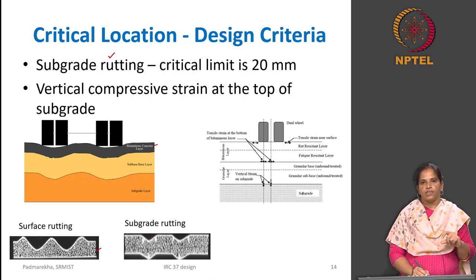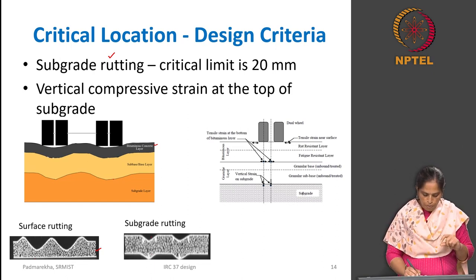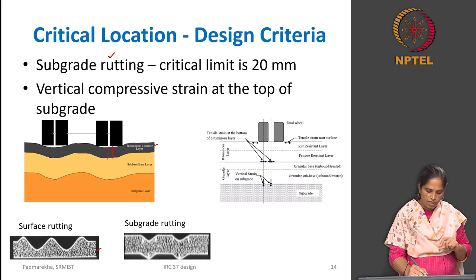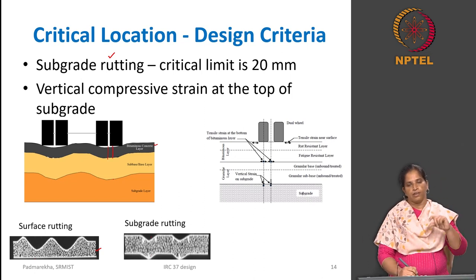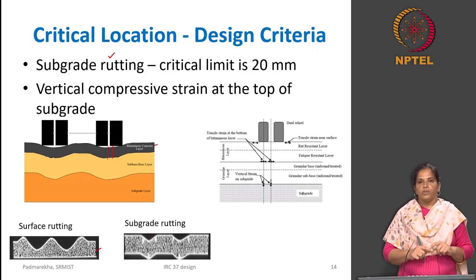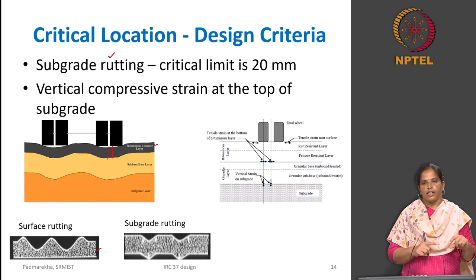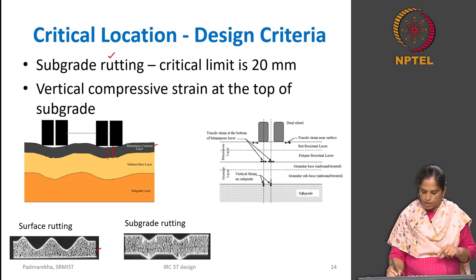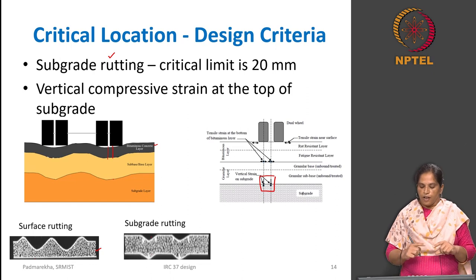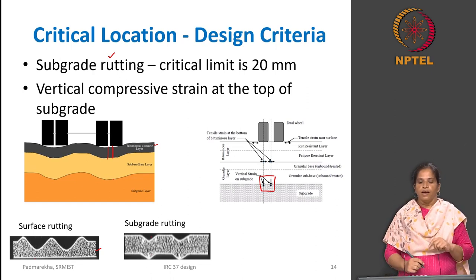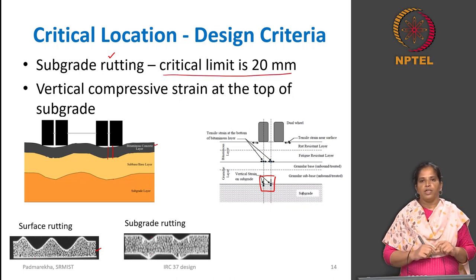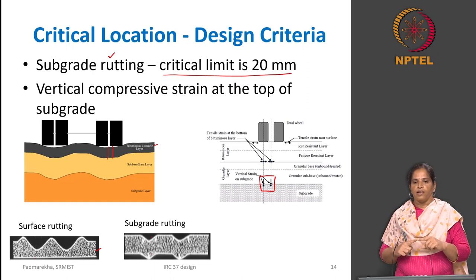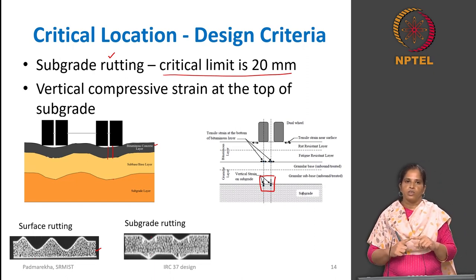So this rutting is addressed by using rut resistant material in the top layer. When the subgrade ruts, you can see that the layer above the subgrade ruts too, and when you core it, you can see the rutting in both the bottom and the top of the layer. So the design includes only the subgrade rutting. We determine the critical strain that induces the subgrade rutting, which is the vertical compressive strain at the top of the subgrade, and we convert this to a rut depth. The critical limit of rut depth is considered as 20 millimeter. So we say that the pavement fails in subgrade rutting if the rut depth exceeds 20 millimeter.